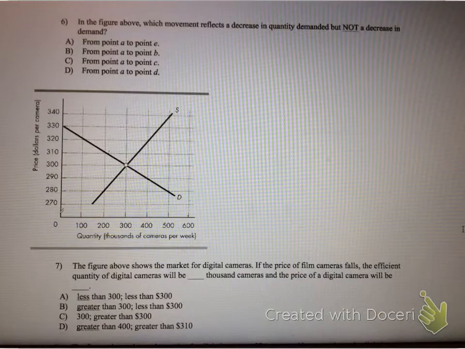So the answer is D. Okay, 6. In the figure above, which movement reflects a decrease in the quantity demanded, but not a decrease in demand? You can read it, I won't. Pretty much not a decrease in demand.